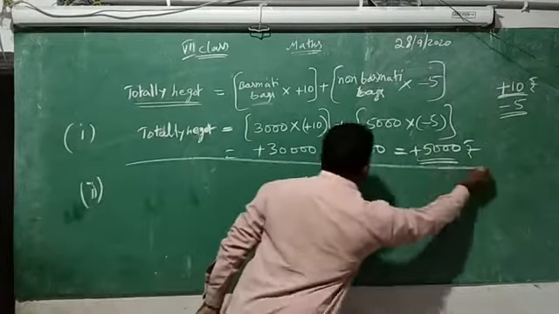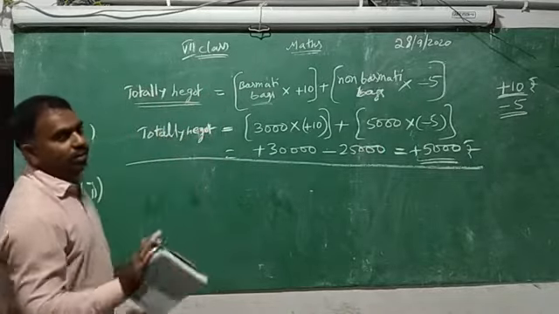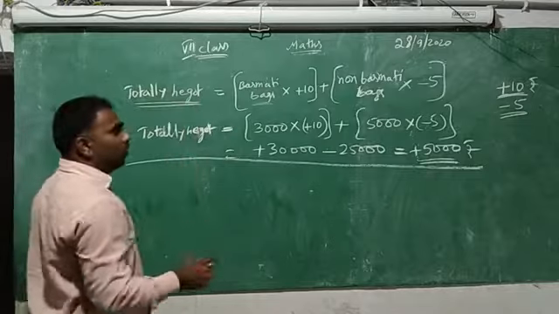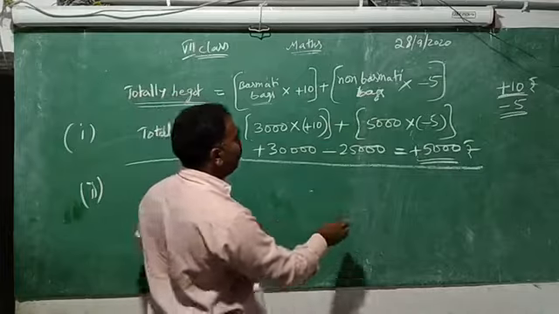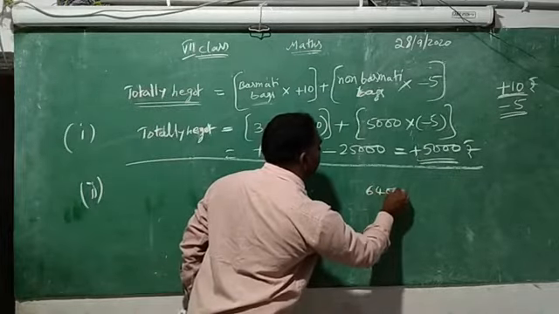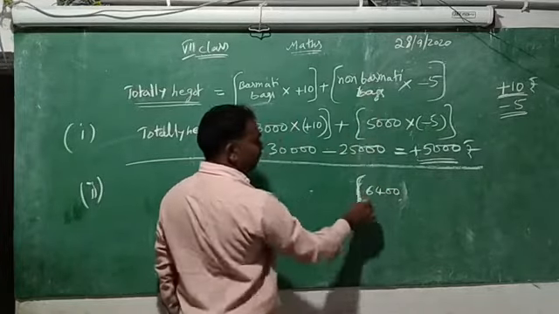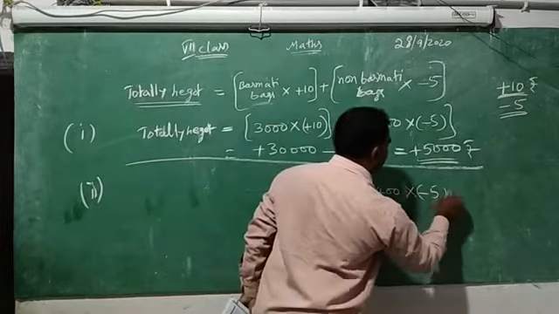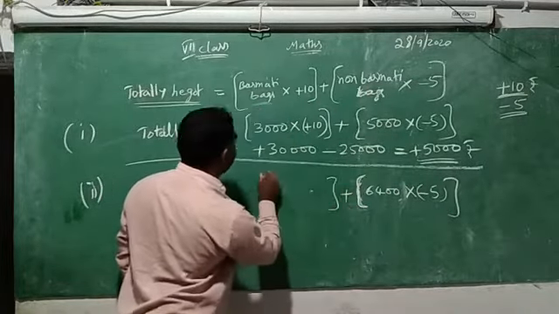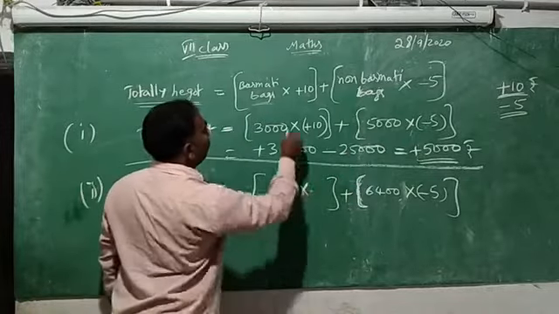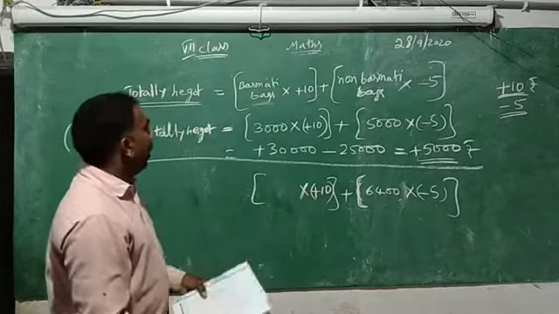This first one is completed. Second one, use the formula. What do you know? You write it. What I know here, you see, is the non-basmati rice bags. How many non-basmati rice bags are there? 6,400 non-basmati rice bags are there. 6,400 non-basmati rice bags into -5. The -5 is already fixed, this I have written. Plus, this bracket into this is plus 10, I know.